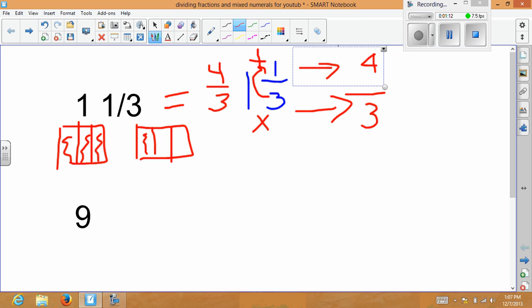The second number I have is 9. And so 9 is a whole number. And I know that anything divided by 1 keeps it being itself. So the denominator of all whole numbers is 1. So if ever you have a whole number, you just stick a 1 underneath it.